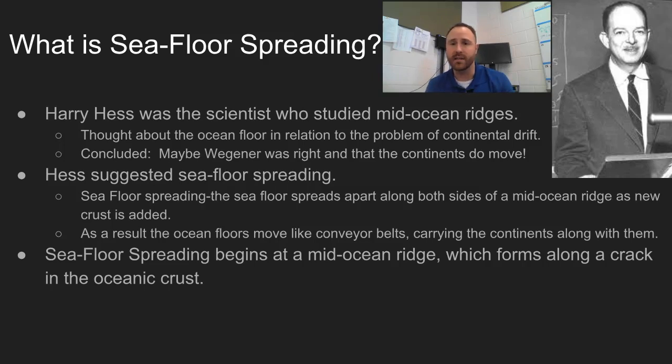But what was causing the movement of the continents? Well, Hess suggested that it's actually the sea floor, or the ocean floor, that's moving. So the seafloor spreading idea is that the seafloor spreads apart along both sides of mid-ocean ridges as new crust is added. As a result, the ocean floor moves kind of like a conveyor belt, carrying the continents along with them. So here's a continent, and it's slowly moving along because of this ocean floor. Seafloor spreading begins at mid-ocean ridges, which form along cracks of the oceanic crust.